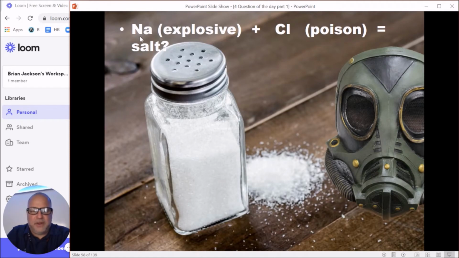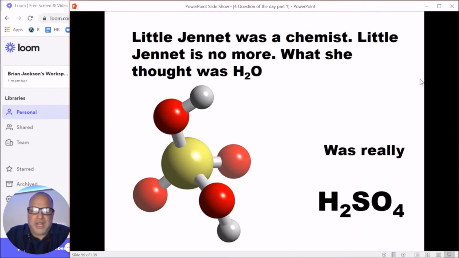Remember, we talked about it. If you have sodium, you put water on it, it just blows up. I mean, that's just crazy. Chlorine, super, super poisonous, but you put them together, that's the formula for salt, which we all use every day.